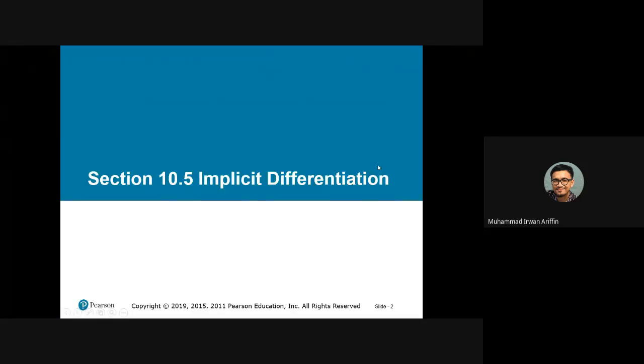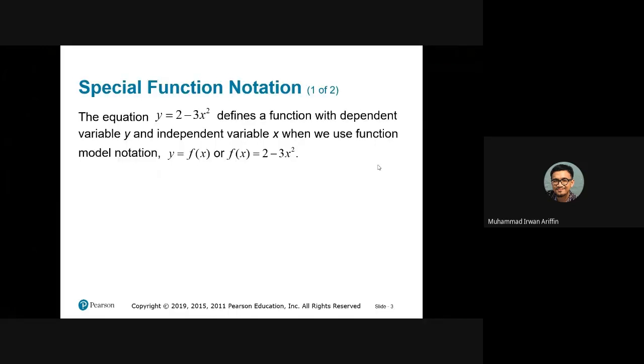So what we're going to do today is look at the application of implicit differentiation. What is implicit differentiation? This is a general application where we can find the derivative of any functional form that is given to us. Before we do that, we need to understand the notation that we use for different components in a function. If you look on the slides, you should be able to see that.